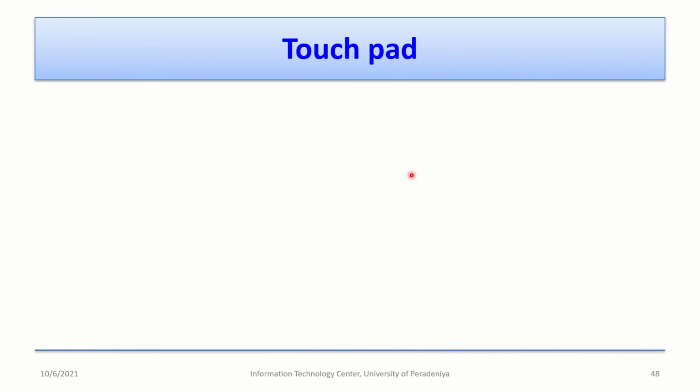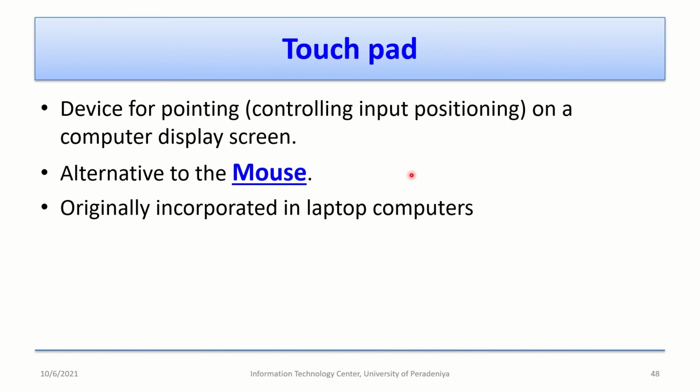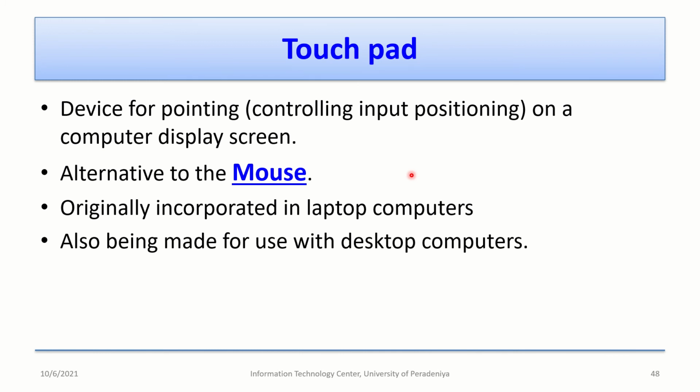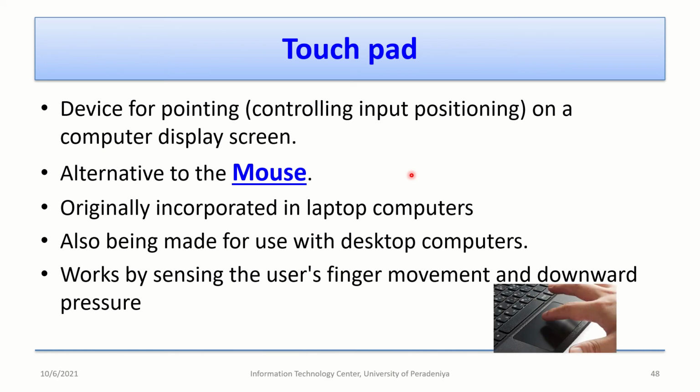The touchpad is also a pointing device, used for pointing on a computer display screen. This is an alternative to the mouse. Most of the time touchpads are available in laptop computers, where they were originally incorporated. They are also now being made for use with desktop computers. It works by sensing the movement of the finger and downwards pressure. So this is the touchpad.